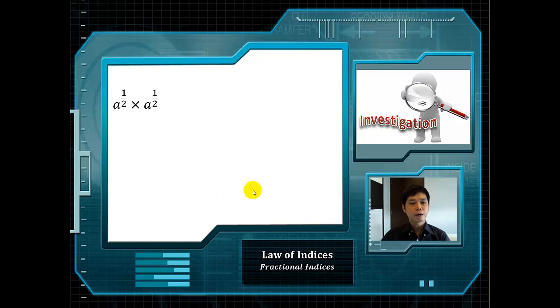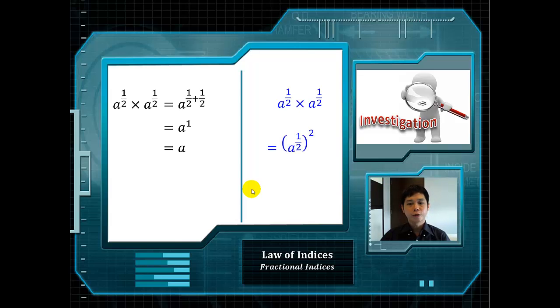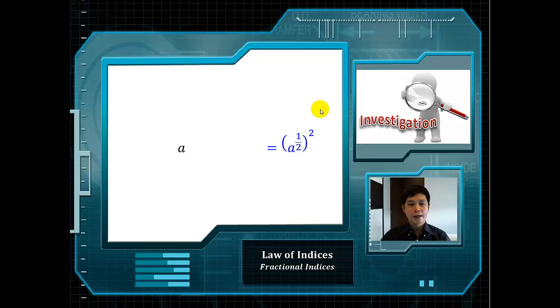Suppose we have a to the power of half times a to the power of half. Using the law of indices, we have a to the power of half plus half, which is equivalent to a to the power of 1, and hence it is equal to a. Similarly, a to the power of half times a to the power of half is actually a to the power of half squared. Note that the expression on the left and the expression on the right are the same, and hence we have a equals a to the power of half squared.